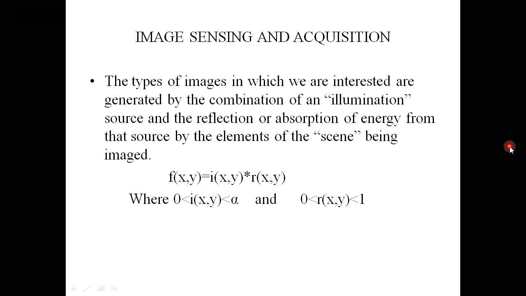For the first one, image acquisition using a single sensor, the single sensor is mounted on a lead screw that provides motion in the perpendicular direction. That means when it is rotated, there is linear motion from left to right. If you are taking some mechanical arrangement, those are used in flatbed setups with the sensor moving in two linear directions. This is about image acquisition using a single sensor.